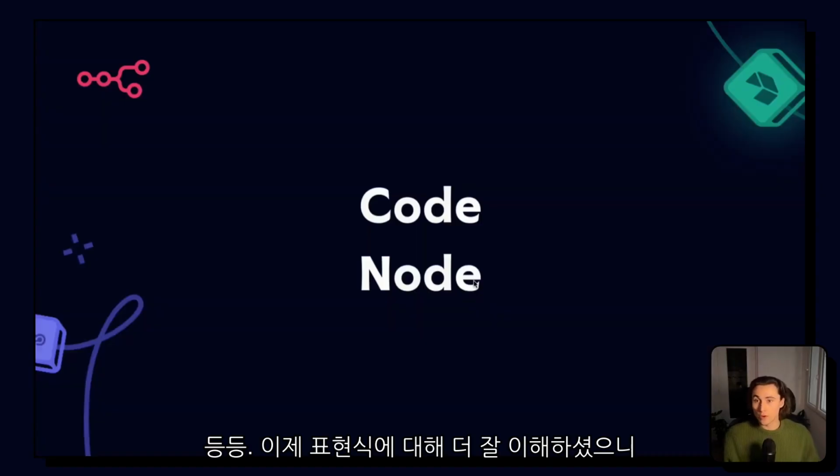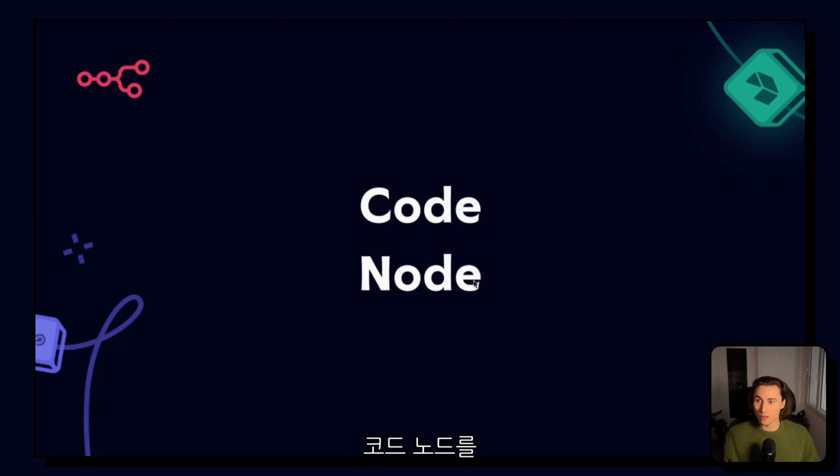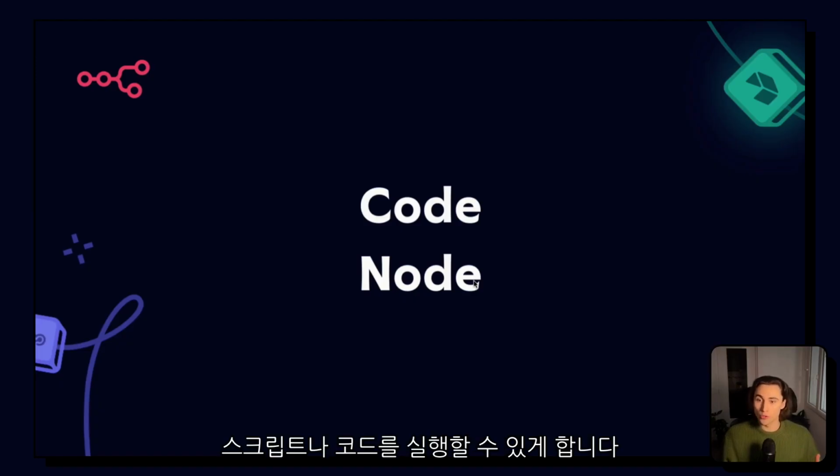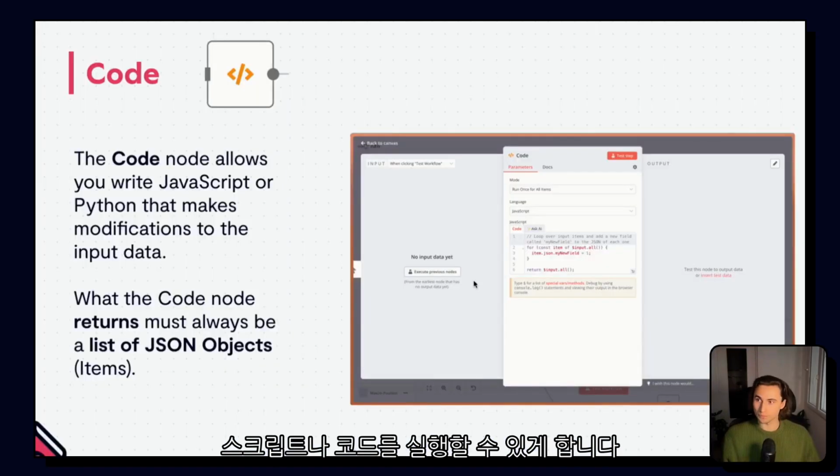Now that you have a better handle on expressions, we can take a deeper look into the code node. The code node lets you extend the flexibility of n8n much further than its native nodes, allowing you to execute a script or a piece of code on your input items. The code node allows you to write JavaScript or Python that will be executed on the input items and return them as output items. Or you can generate a whole new set of output items.